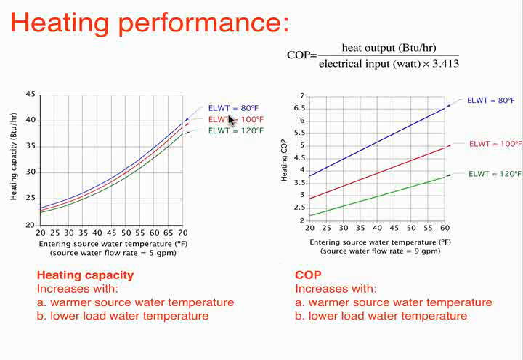The other thing we control, again, is entering load water temperature. This is the water coming back from our heating load, entering the heat pump. The lower that temperature is, the higher the capacity and the higher the COP. So always remember temperature lift between the evaporator and the condenser. Whether it's an air-to-water or geothermal water-to-water, it's the same story. The smaller you can make that temperature lift, the better.